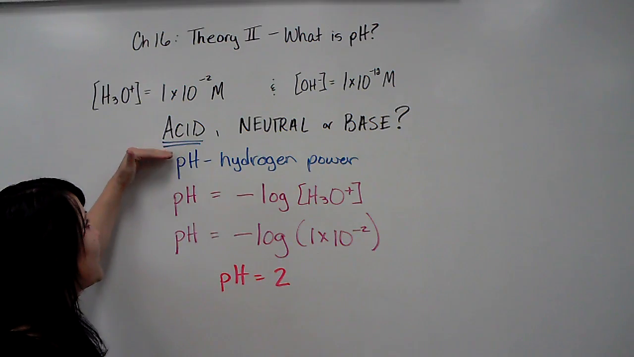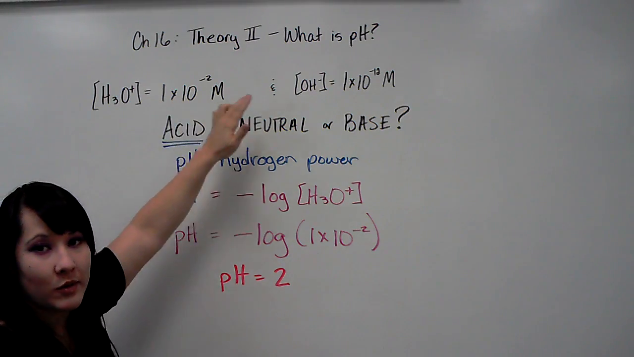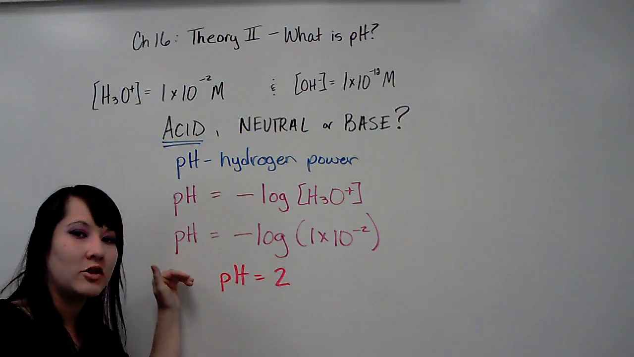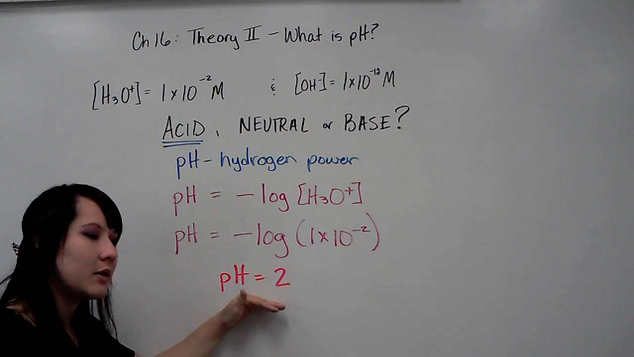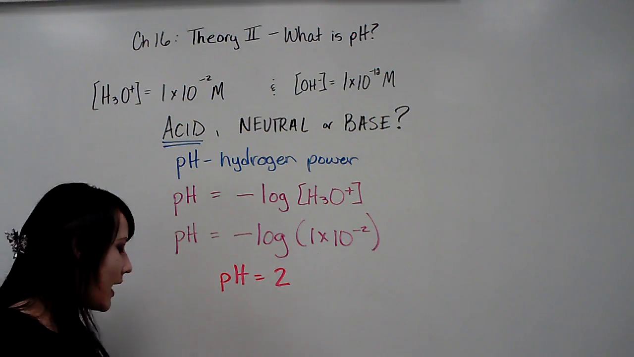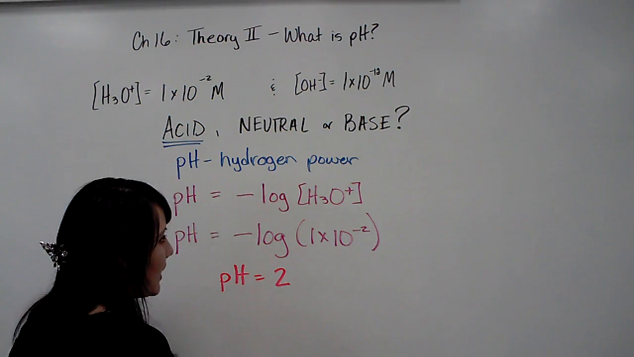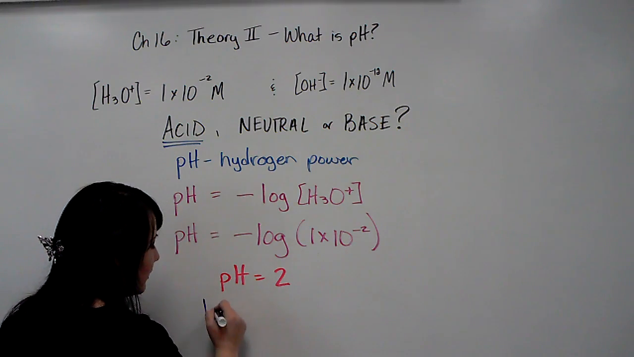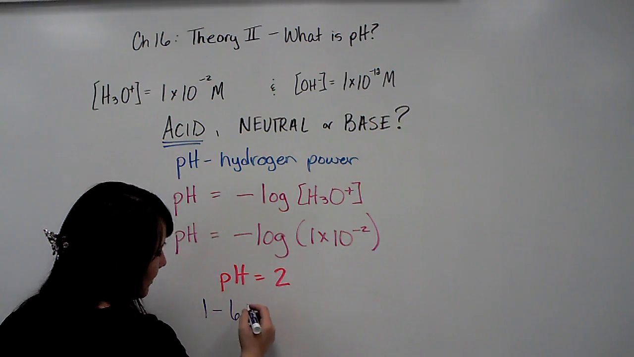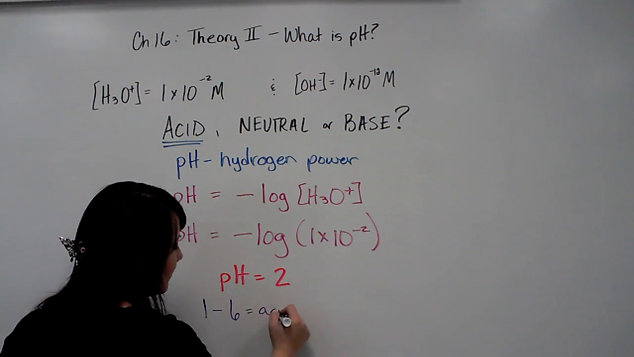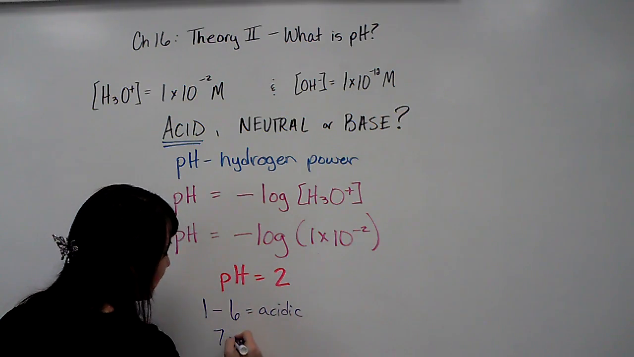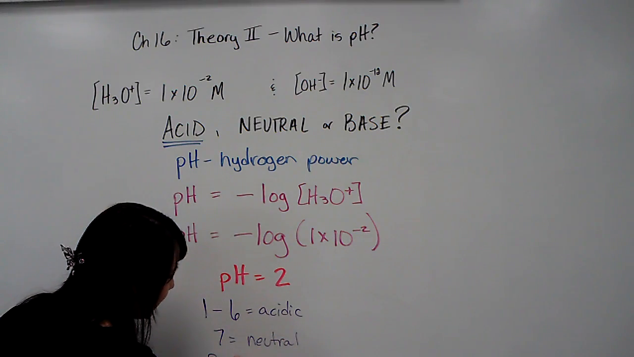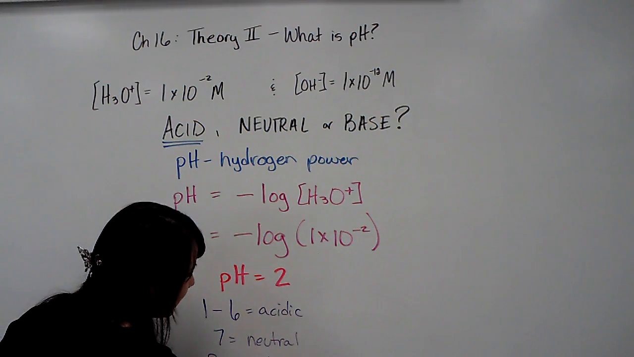We already said that this is acidic because we have more hydronium than we do hydroxide. We simply converted in terms of this new scale, the pH scale, to more easily decide that this is an acid. Remember that the scale is anything 1 to 6 is considered acidic, 7 is considered neutral, and 8 to 14 is considered basic.